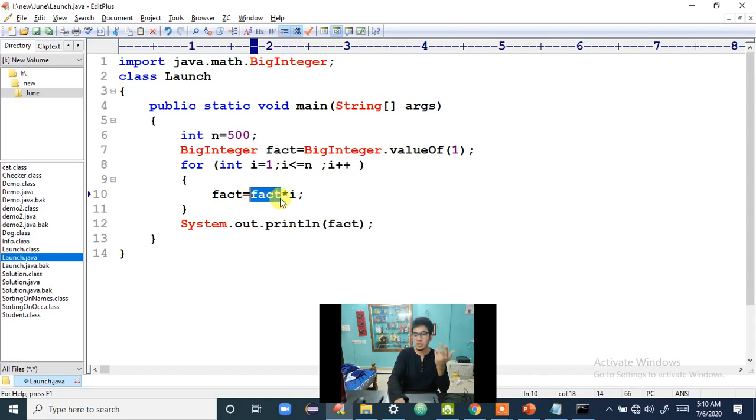Then what do you have to do? It is very simple. If you want to multiply, instead of star, you have to use dot multiply. There is a method. Simple. Dot multiply of I. I hope it is clear now. Previously, there was a star. That star has to be replaced with dot multiply. So you're telling fact is equal to fact dot multiply of I. You have written fact is equal to fact into I; now you have to write fact is equal to fact dot multiply of I. I hope this is simple.